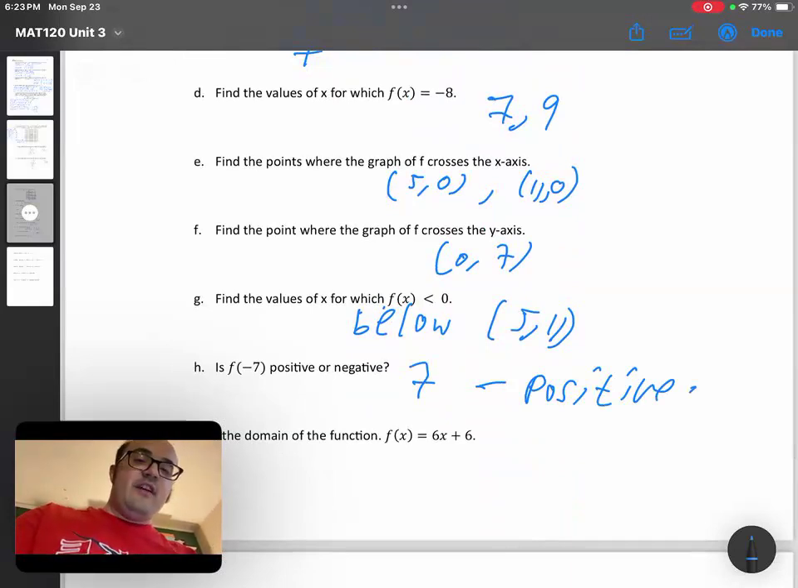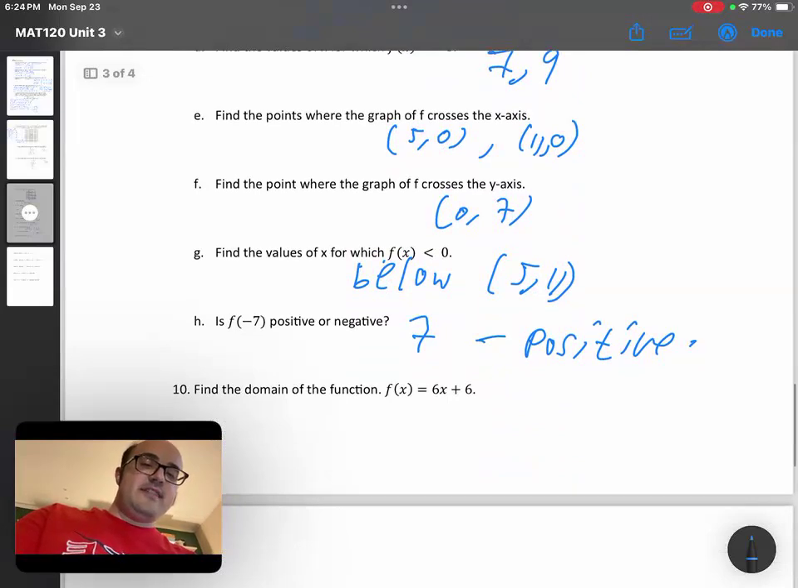Number 10 there on the bottom. Find the domain of the function f of x equal to 6x plus 6. This is a polynomial, and all polynomials have a domain of all real numbers. So negative infinity to positive infinity.